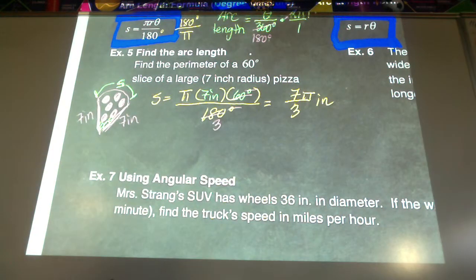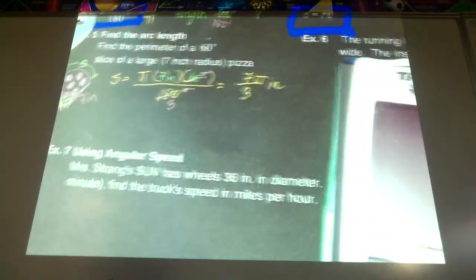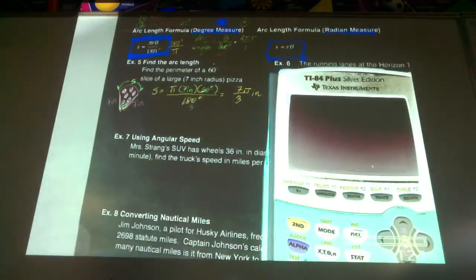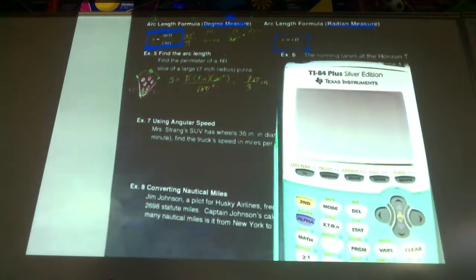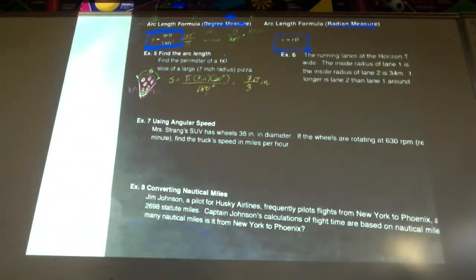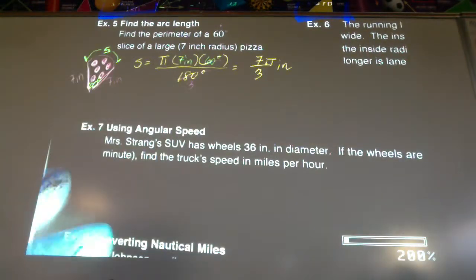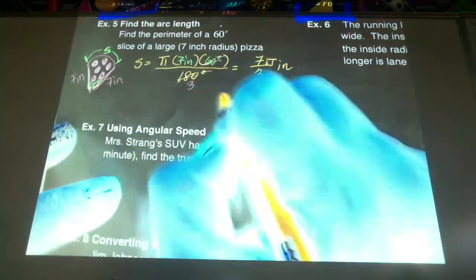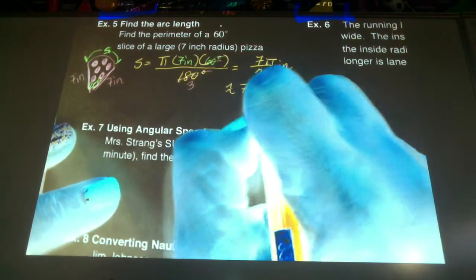And that is approximately, let's find that out on our calculator. So 7 times pi divided by 3. So it's approximately 7.33 inches, right? So we get approximately 7.33 inches.